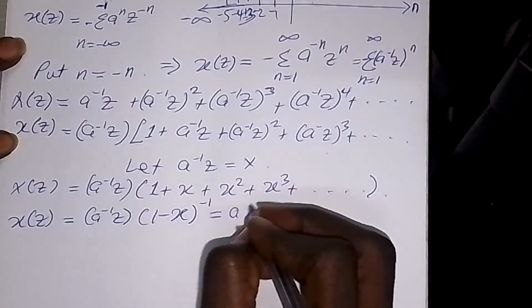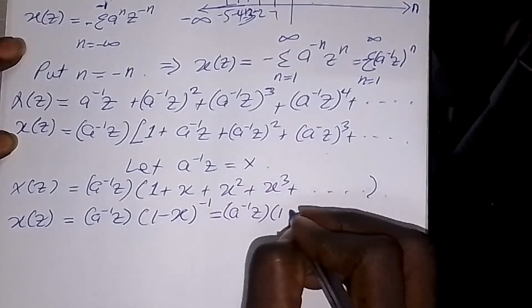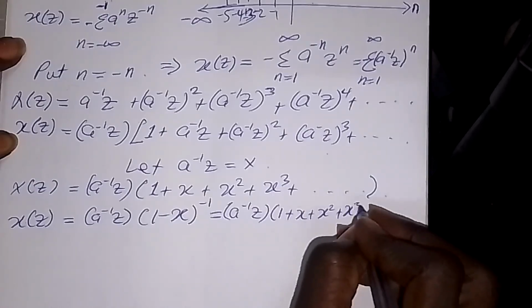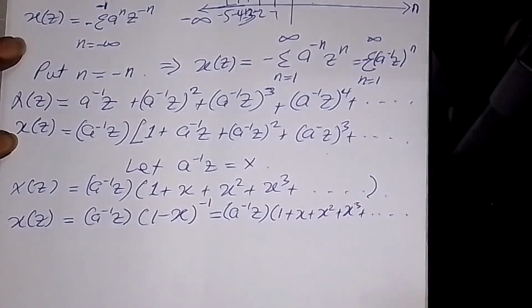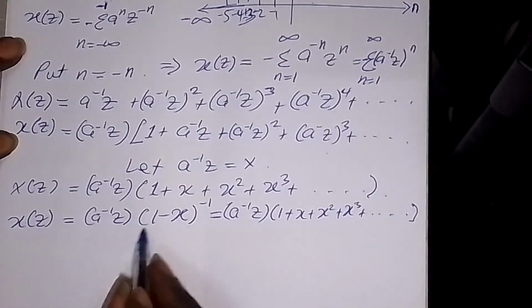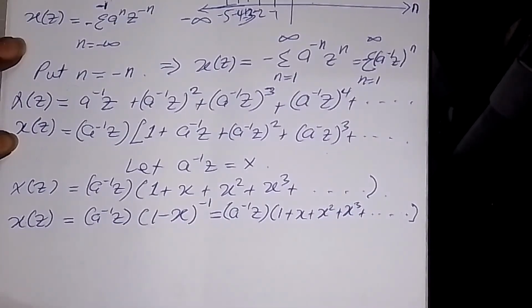The same as a exponent minus 1 z, into 1 plus x plus x squared plus x cubed plus up to infinity. So now this becomes my z transform.